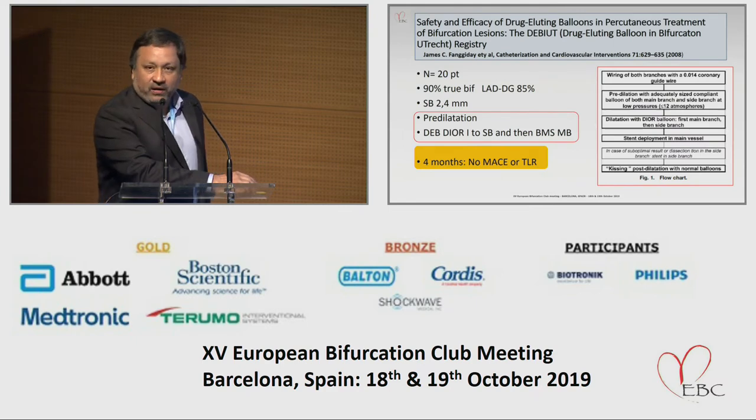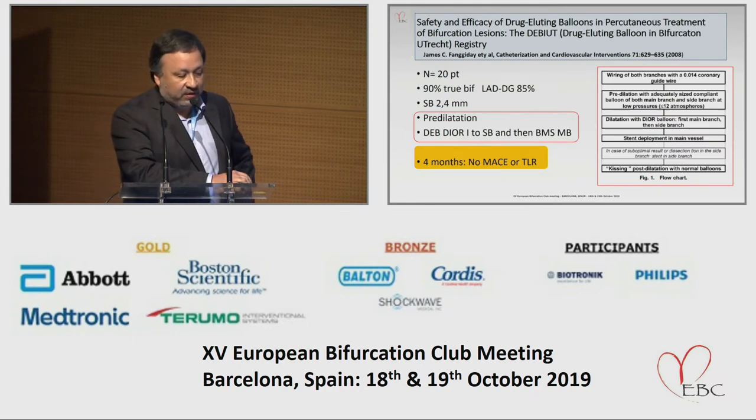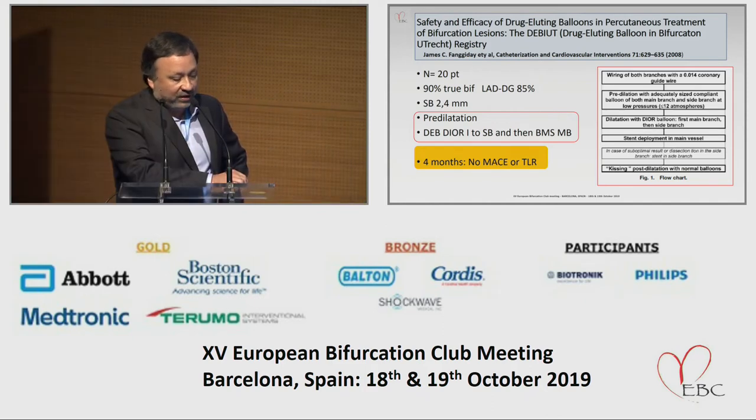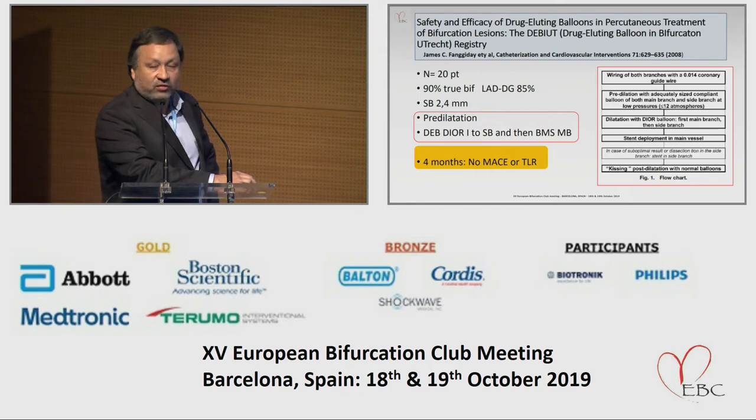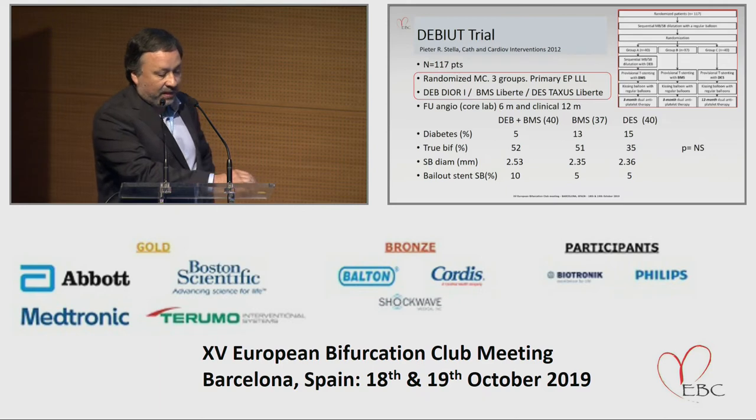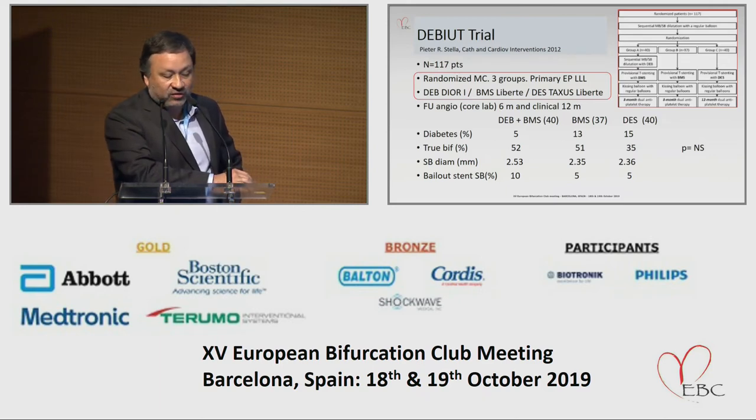The second paper about using a drug coat balloon with BMS is the registry of the DEBUT trial. It's the first communication of this group. 20 patients, pre-dilatation, they used the Dior 1 balloon, the old Dior balloon. They use it in the side branch, and then they put a BMS in the main branch, and they follow the patients clinically, and they report no MACE or no TLR at 4 months. That trial makes the base to do a randomized trial, the DEBUT trial, randomized trial in 2012.